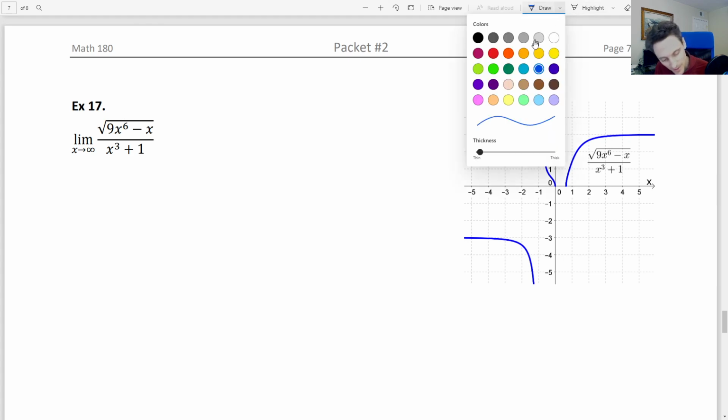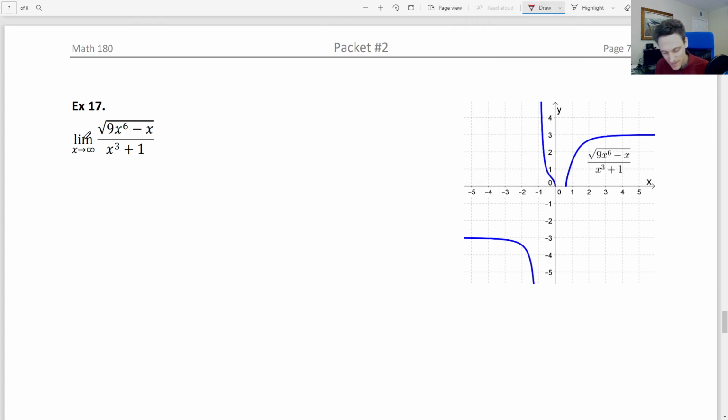If we think about our analysis, here x is approaching infinity, so we've got to keep that in mind. At the top, the leading term inside of the radical at least is the 9x to the 6th. If x is going to infinity, that one's going to be leading the show, going to infinity. The square root of that would still be approaching positive infinity.